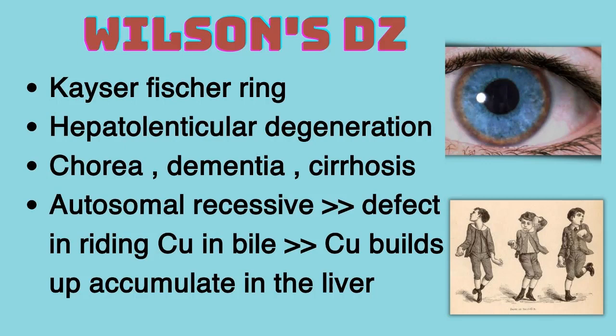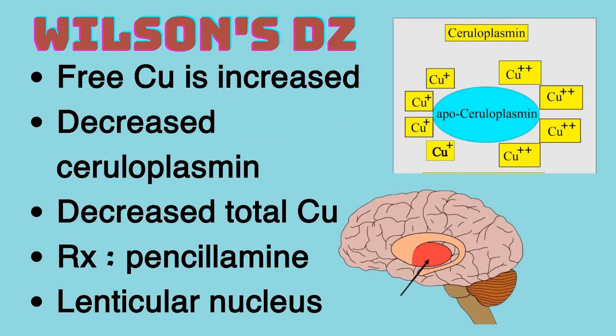All right, let's stop there. When you get a total copper level, what do you think it includes? Well, it includes free copper and the binding protein for copper. What's the binding protein called, please? Ceruloplasmin. Okay. And so some copper is going to be attached to ceruloplasmin. So it's bound and free. That's measured with a total copper.